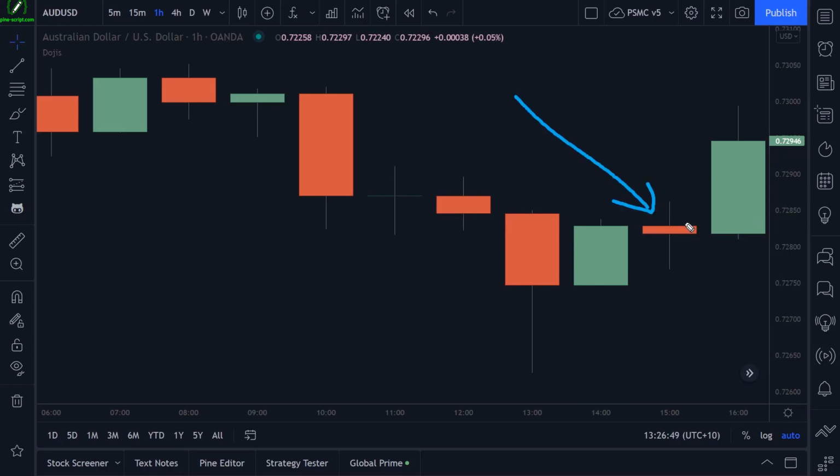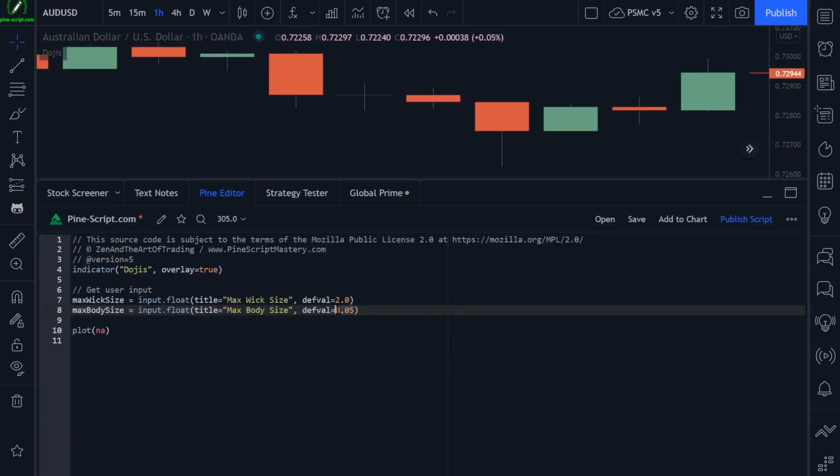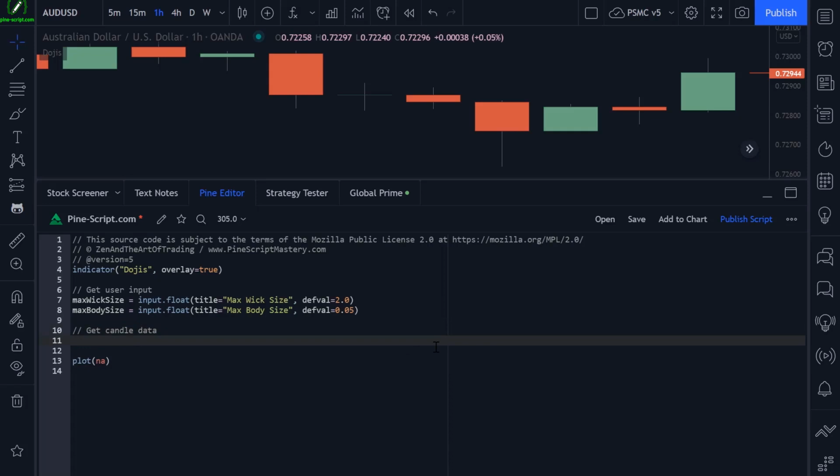This, however, may be detected as valid. Now, obviously, you can tweak this number if you want to. That's the point of making it a user input. But we'll get to that later once we detect the actual candlestick pattern. We can start tweaking these numbers to our preference. So the next thing we need to do is get candle data. So we need the top wick size, the bottom wick size, and the body size as a percentage of the entire candle. And then we can compare those 3 values to one another in order to get our valid doji pattern. So the first thing I'm going to do is get the top wick size.